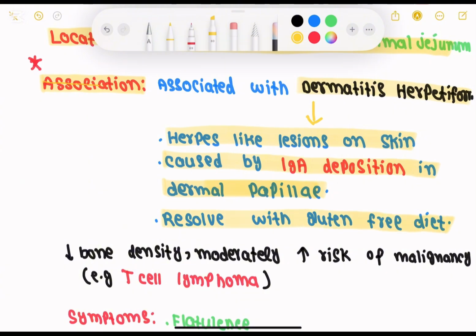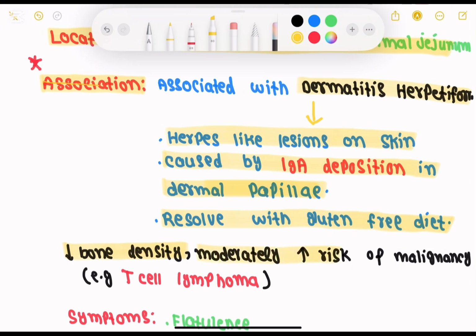We know that the basic cause in this case is also gluten. So when we start a gluten-free diet, then the dermatitis herpetiformis symptoms also disappear. Some other conditions with which celiac disease is associated include decreased bone density. The bone density will decrease in celiac disease.